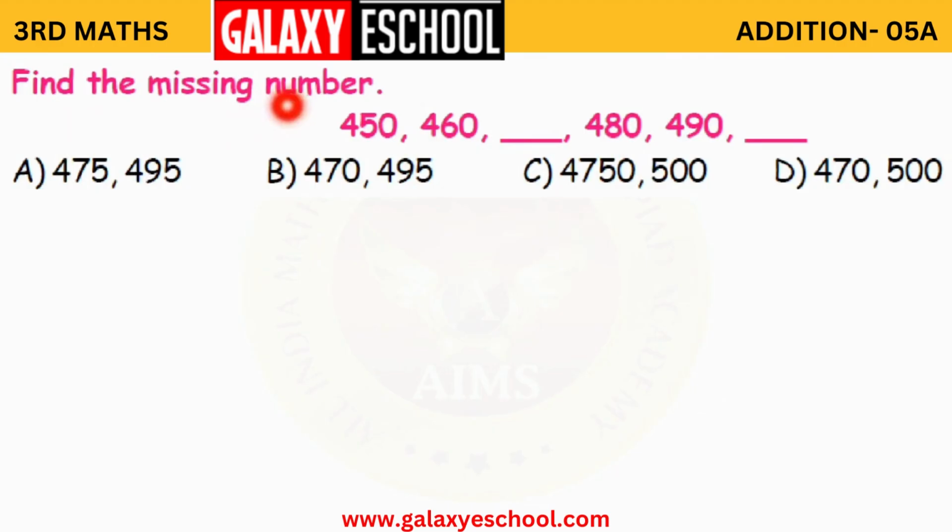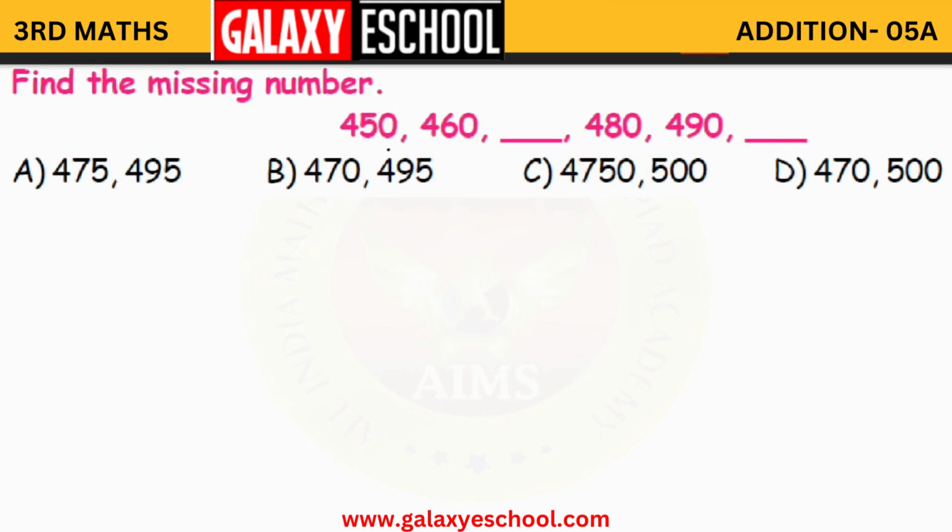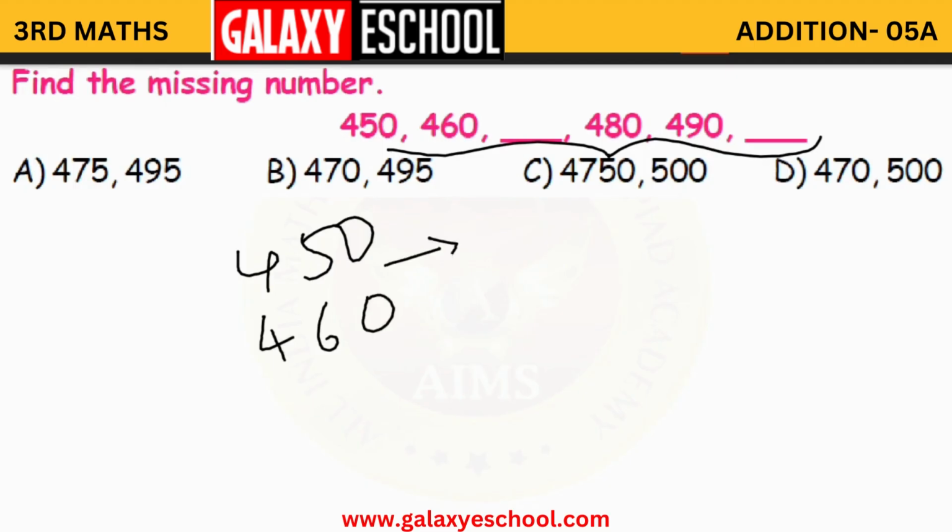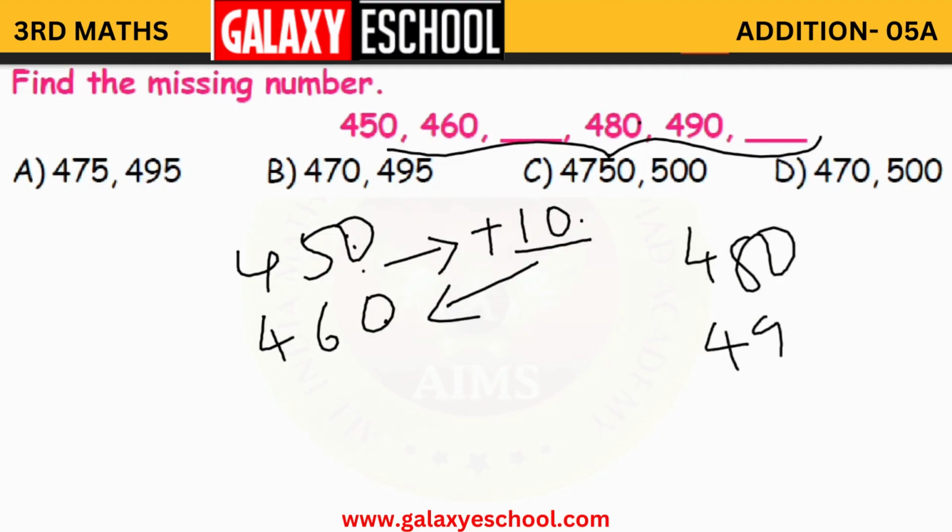The next question is find the missing number. 450, 460, dash, 480, 490, dash. If you observe, this is a series, a collection of certain numbers. If you carefully observe, we have 450, then we have 460. How much did we add? We added 10. Yes, 450 plus 10 is equals to 460. Now next again here 480, 490. Here also 480 plus 10 is equals to 490.